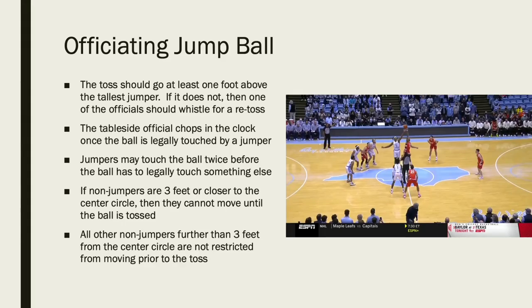The toss should go at least 1 foot above the tallest jumper. If it does not, then one of the officials should whistle for a retoss. The tableside official will chop in the clock once the ball is legally touched by one of the jumpers.